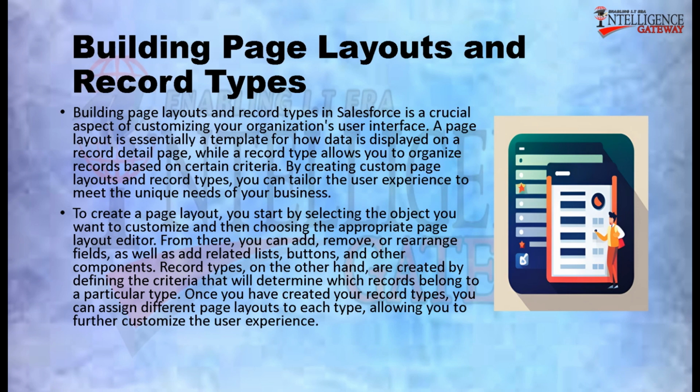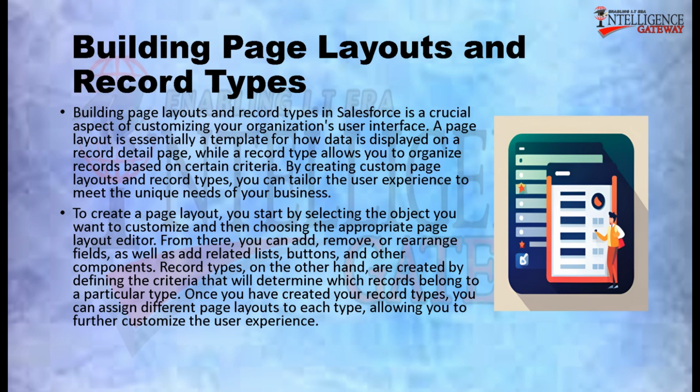By creating custom page layouts and record types, you can tailor the user experience to meet the unique needs of your business. To create a page layout, you start by selecting the object you want to customize and then choosing the appropriate page layout editor. From there, you can add, remove, or rearrange fields, as well as add related lists, buttons, and other components.